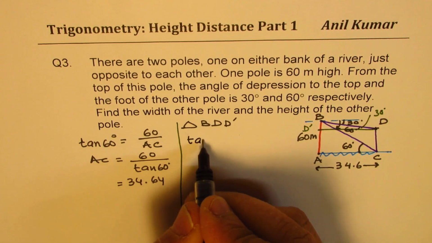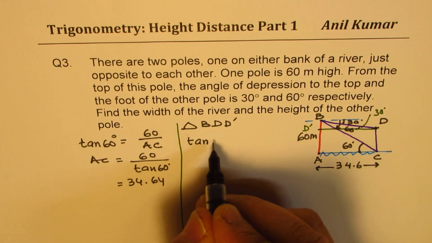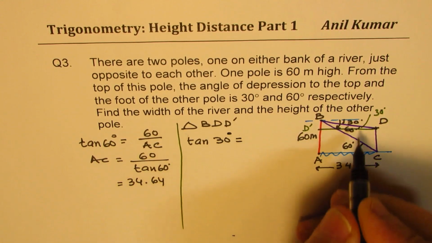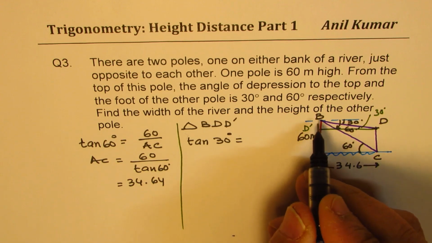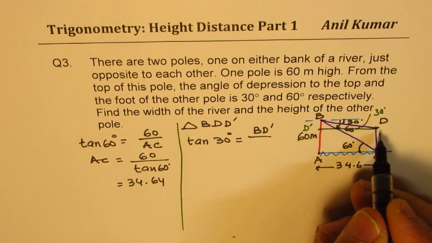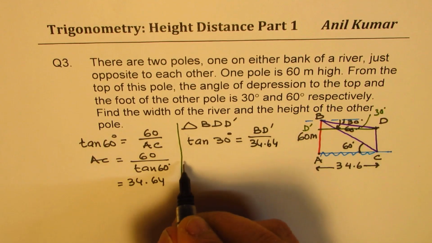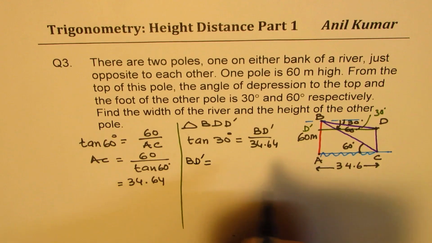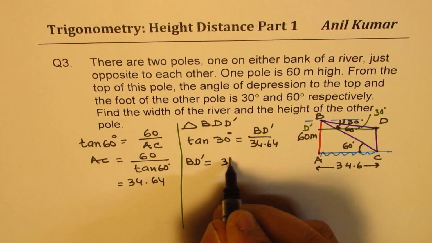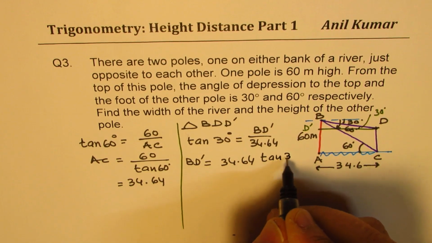Again, tan ratio, right? Tan is opposite over adjacent side. In this case, the angle here is 30 degrees. So that angle with tan will give you B to D dash divided by the width, which is, we'll write 34.64. So BD dash is equal to 34.64 times tan of 30 degrees.